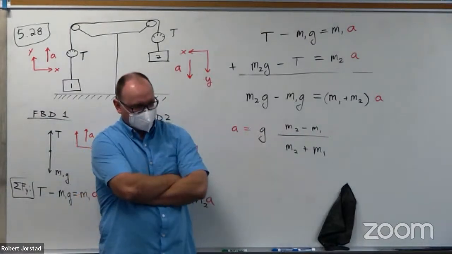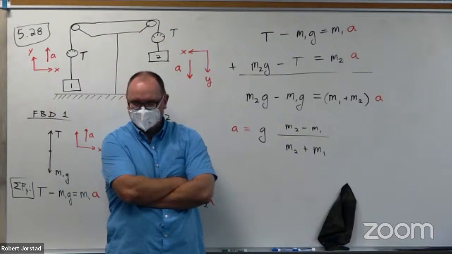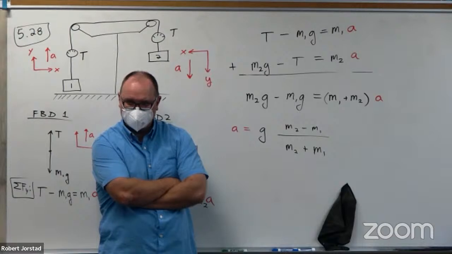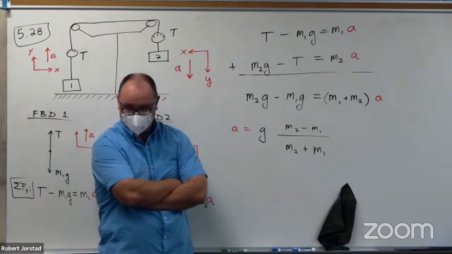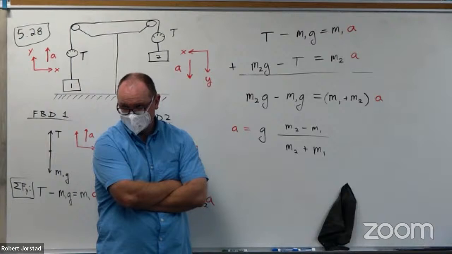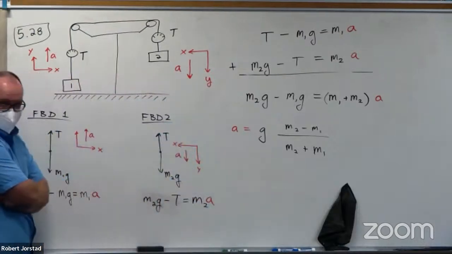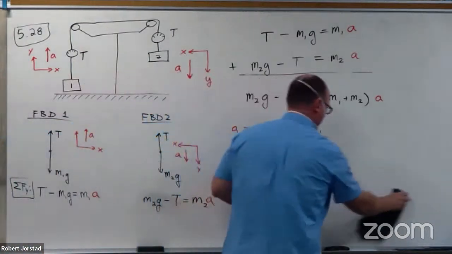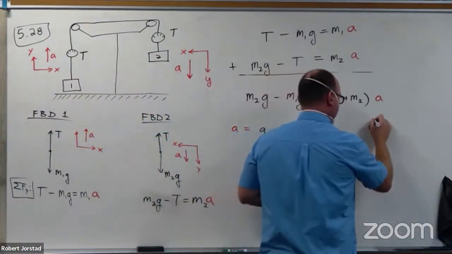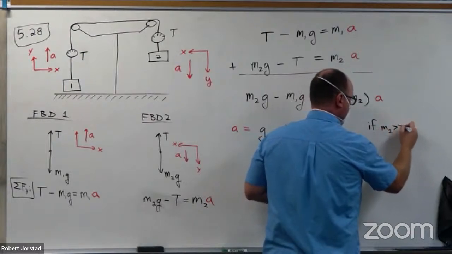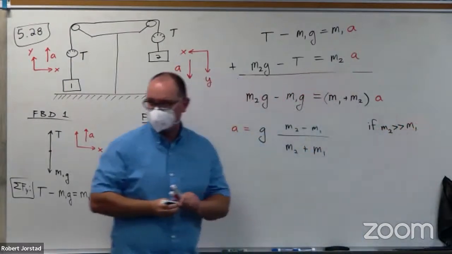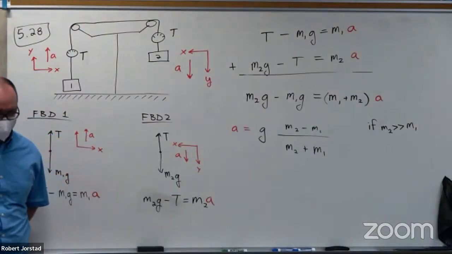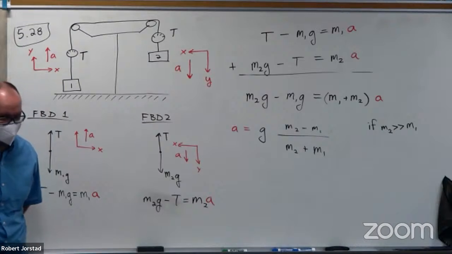What's another way we could check this? What if you put a piano on one side and a bean burrito from Taco Bell on the other side? If you had a piano, it would have a large mass, right? Let's assume, we could say this in physics speak, if M2 is much, much bigger than M1, if you put a piano on one side and a flea on the other side, what should the acceleration probably be?